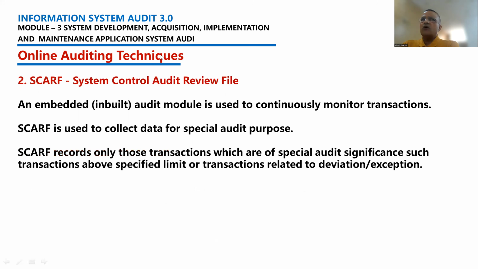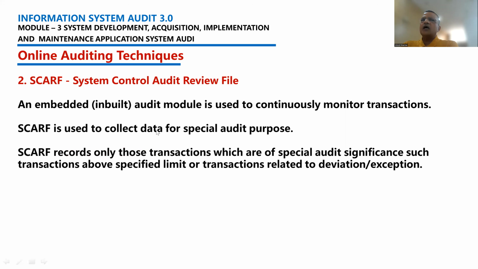Second is the online auditing technique called SCARF, that is System Controlled Audit Review File. Here it is an embedded, inbuilt audit module which is used to continuously monitor a transaction. Say, for instance, there is a person sitting as a safeguard, continuously monitoring, just waiting for a special transaction to happen so that it can catch that particular transaction.